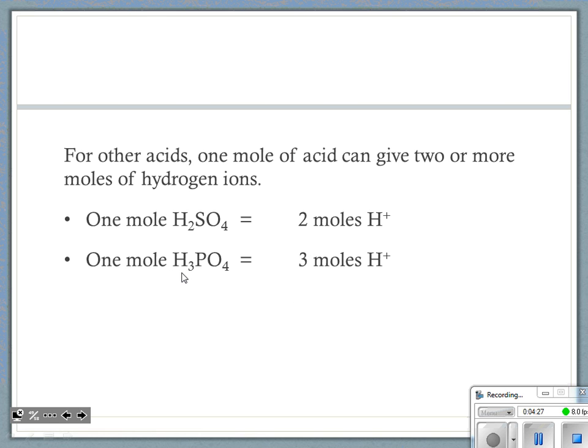Phosphoric acid right below it. How would you classify phosphoric acid? A triprotic acid. So how many moles of hydrogen ion would phosphoric acid have? 3 moles of hydrogen ion. Can you see where we are getting at with the moles of hydrogen ions?